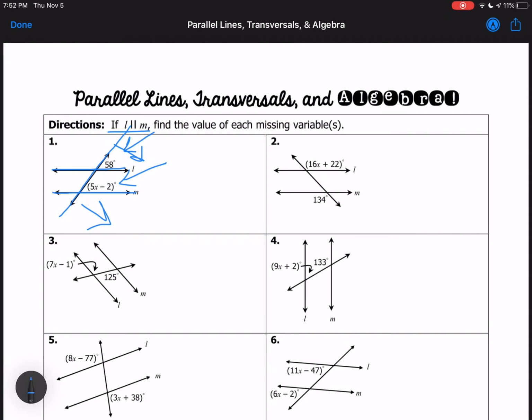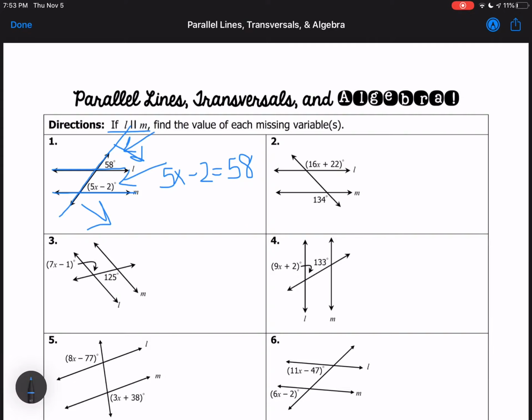So same side of the transversal, and they're going to be in the same position from the top angles to the bottom angles. So they're in that top right position. So these are going to be corresponding angles. And corresponding angles are going to be congruent when they lie on the parallel lines. So if two angles are congruent, we're going to set them equal. So I'm going to have 5x minus 2 equals 58.